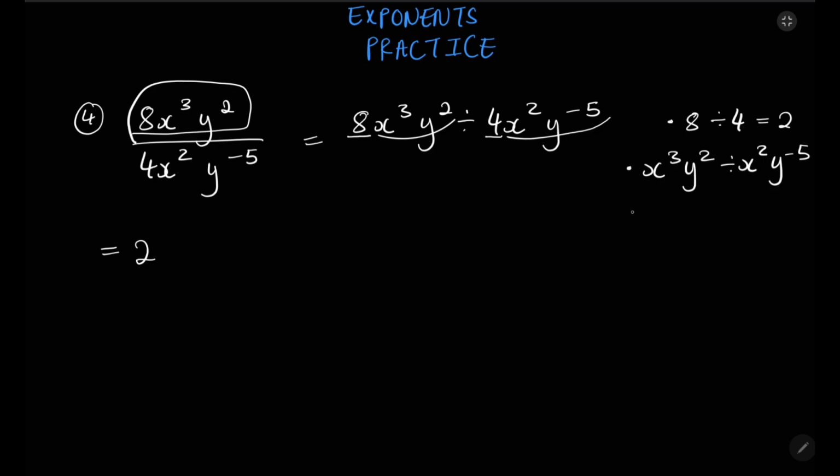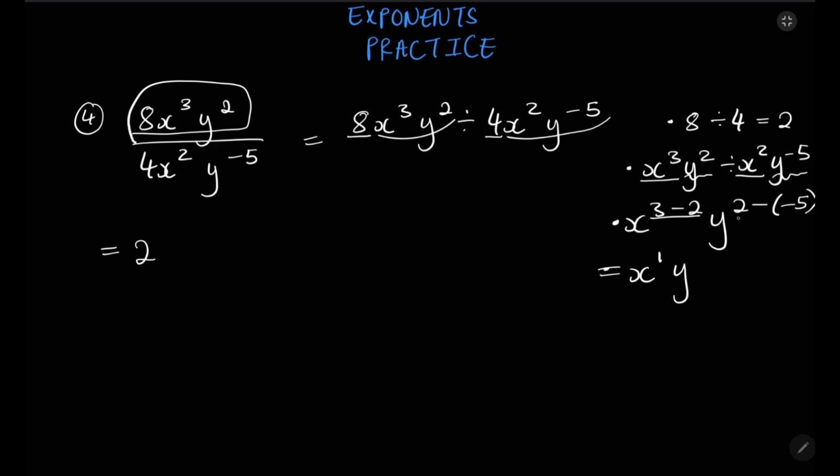Okay, so how do we solve this? Let's start with x. We have x to the power 3 divided by x to the power 2. We write down our base, then 3 minus 2, because there's a division sign. Let's move to y. We have y to the power 2 divided by y to the power negative 5. So this is 2 minus, in a bracket, negative 5. Okay, is equal to, we have x, 3 minus 2 is 1.